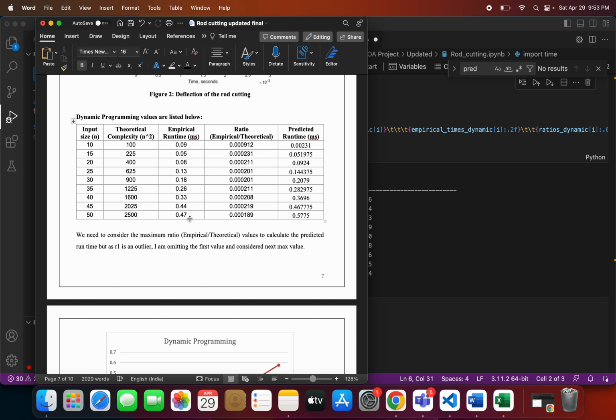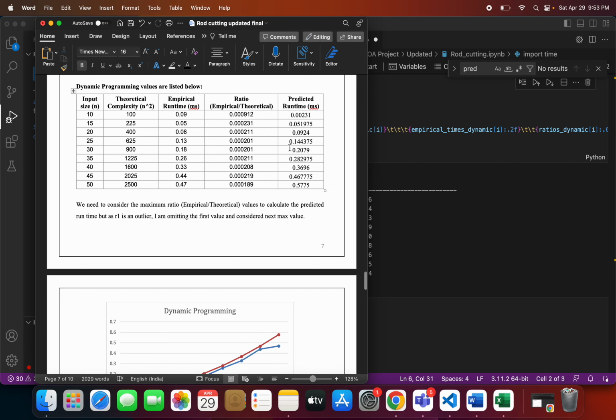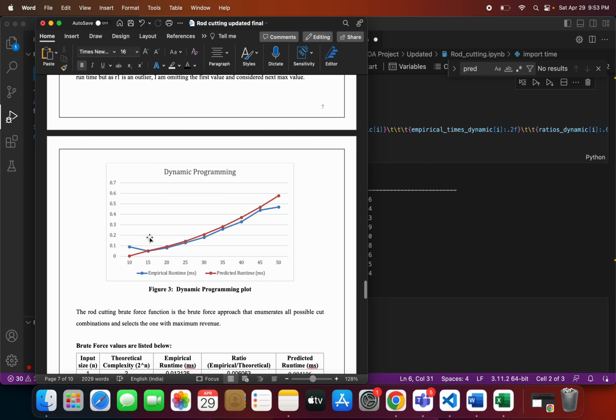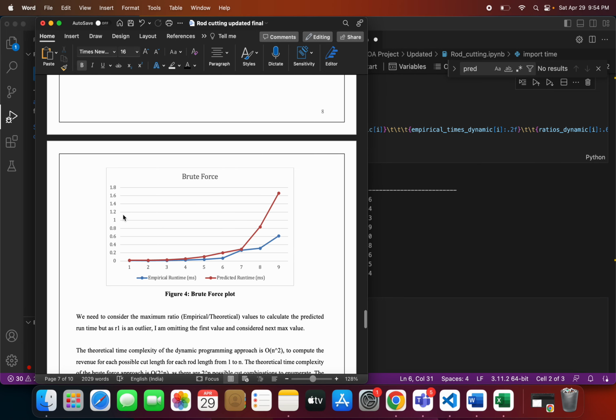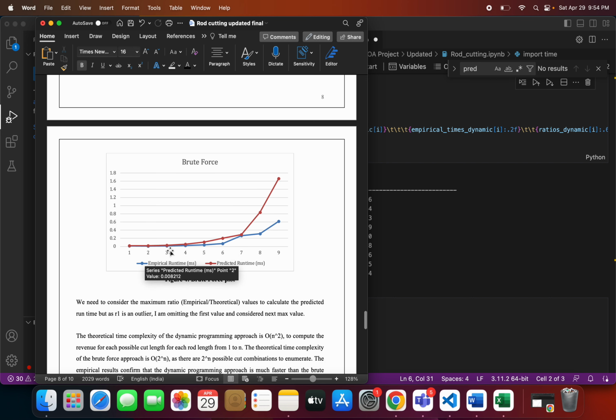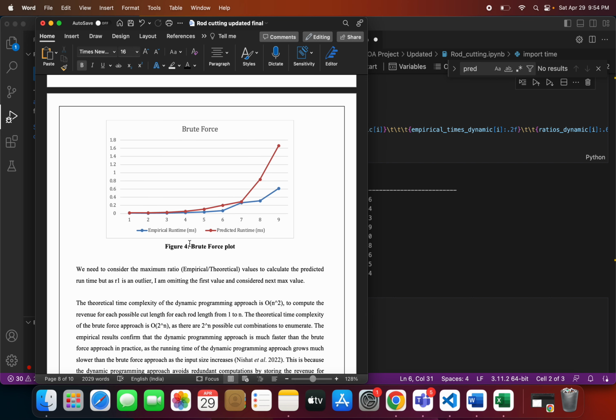So here we need to consider the maximum ratio, because in this ratio the highest value is 0.000912, but since it is an outlier, I have chosen the next maximum value, and I have multiplied this with the theoretical complexity to get the predicted runtime. So here is the graph for this dynamic programming plot. Here we can see these are the n values I have taken, and here is the time. And for the brute force method, here are the n values, and here is the time in milliseconds. So according to that, the plot can be drawn.